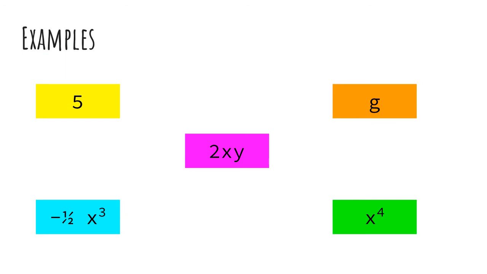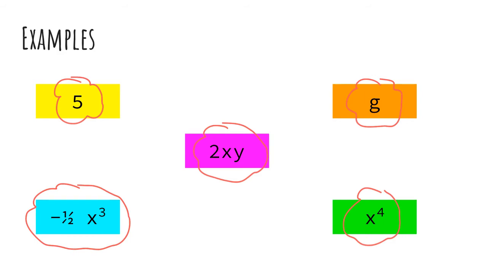So a monomial could be a single number. It could be a single letter, or it could be a whole bunch of other number-letter combinations, like here, or here, or here. Notice there are no addition signs here. There are no subtraction signs here. That is a negative, and that's okay as long as it's not in the exponent.